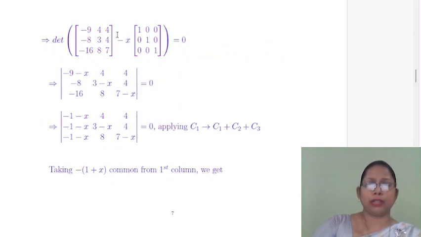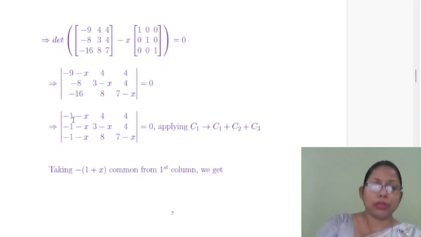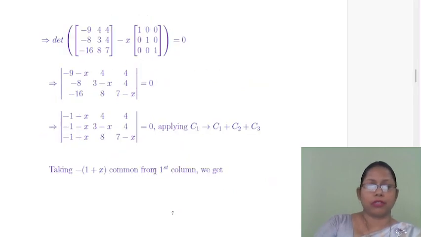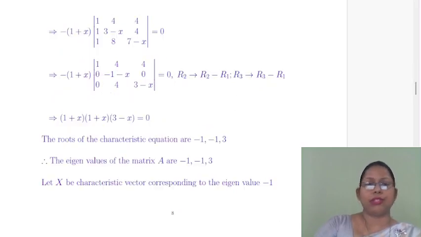That is, from the diagonal elements of A, we subtract x. Then apply the transformation C1 tends to C1 plus C2 plus C3. We will get this one. Since in place of minus 1 minus x, we can write minus within bracket 1 plus x, taking this common from the first column, the given determinant reduces to this determinant.